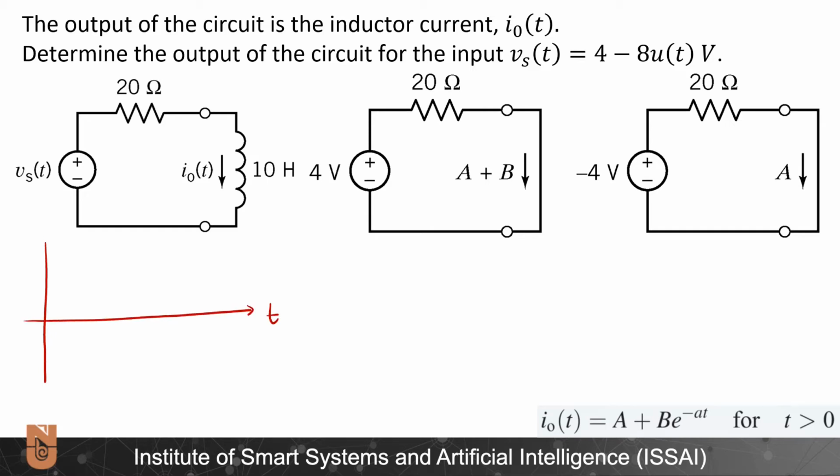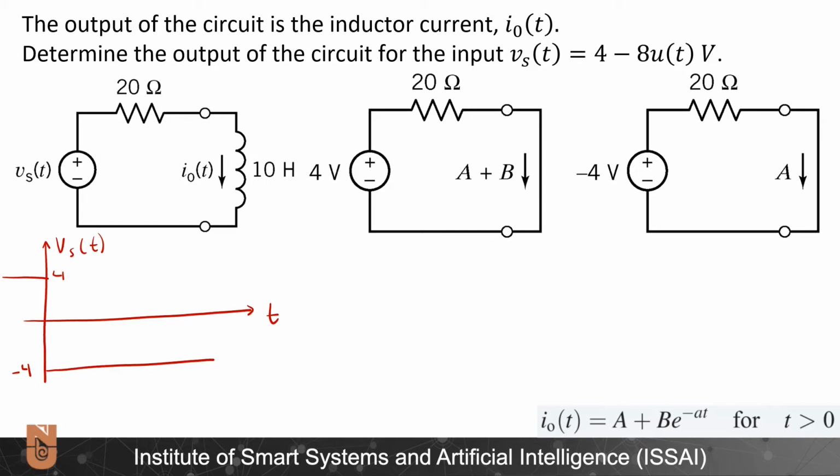Here I have time, and here I have Vs as a function of time. So it has the value of 4. And at t equal to 0, it just has a unit step function of minus 8. So the value will drop abruptly to minus 4 volts, and it will continue this way.